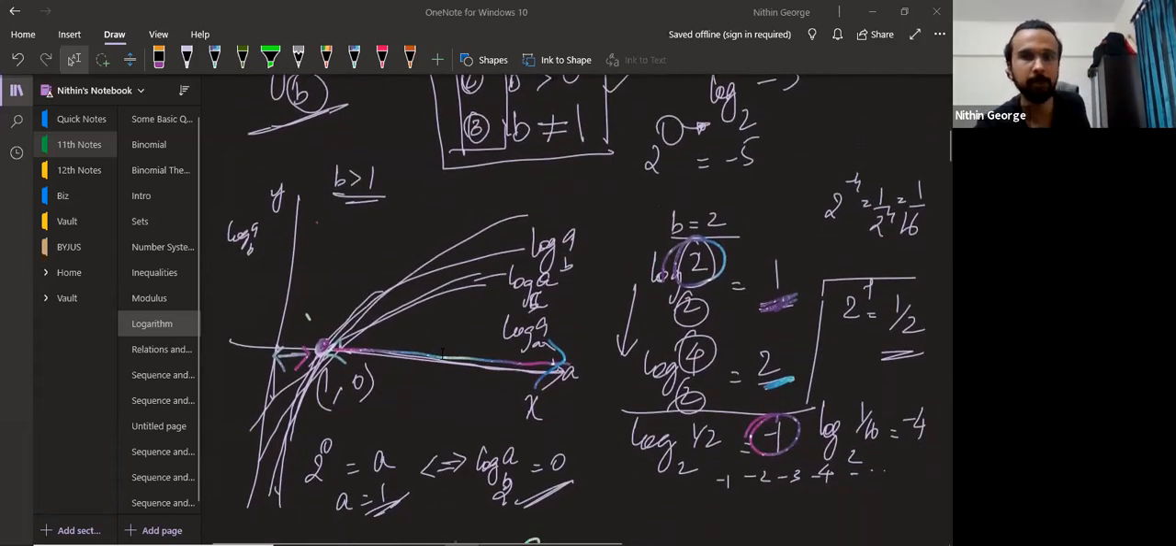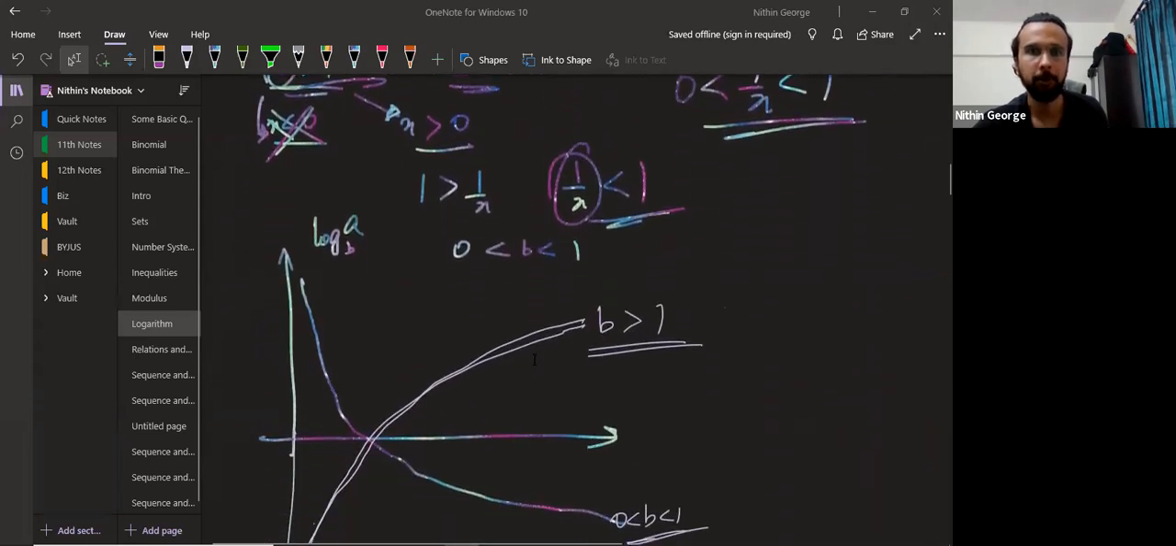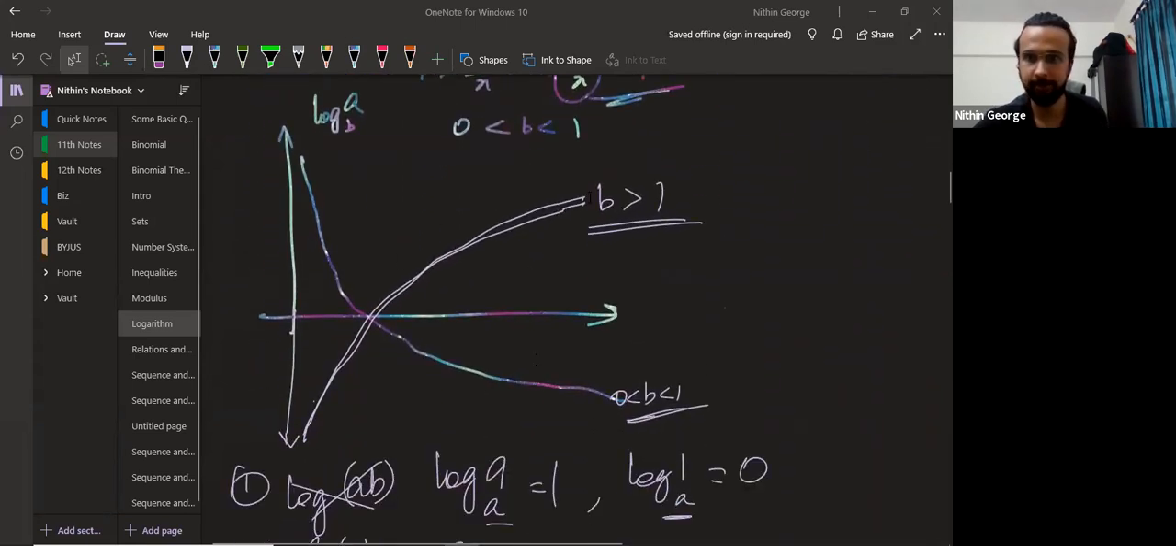All right, so this is how the graph of log x looks like. We discussed that. Then what did we do? This is when the base is greater than 1. This is when the base is between 0 and 1. Okay, the base cannot be 1. Don't forget. That's why there's no case like that.